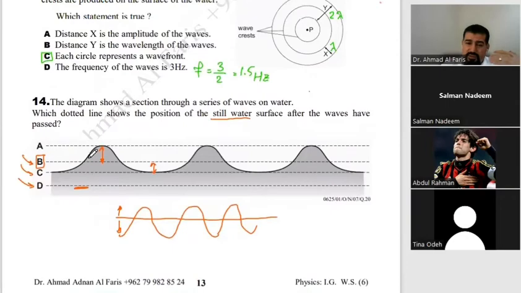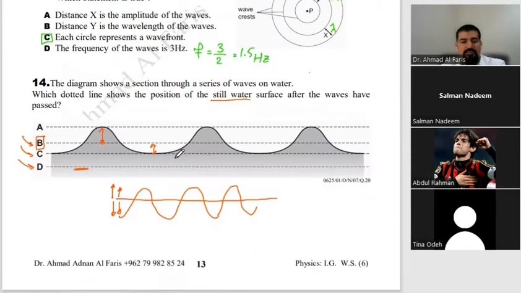The water waves are supposed to, for transverse waves, vibrate up and down above and below the equilibrium position. Tamam? Is it clear?